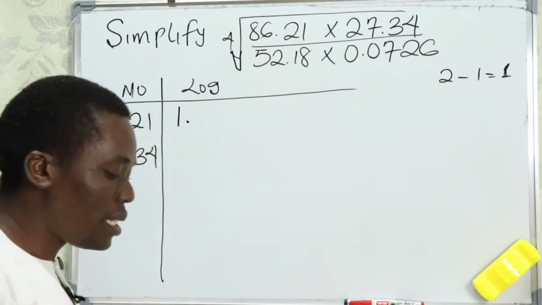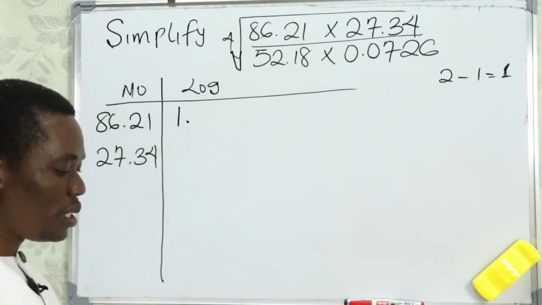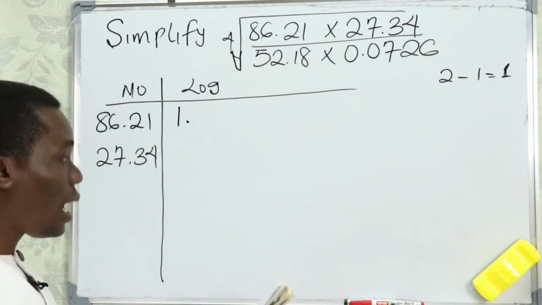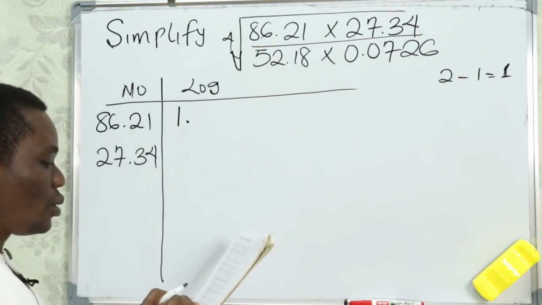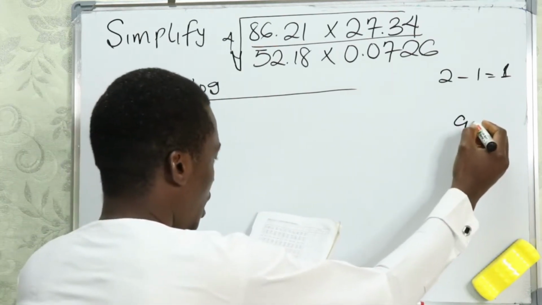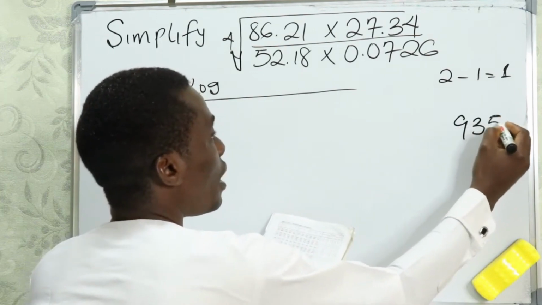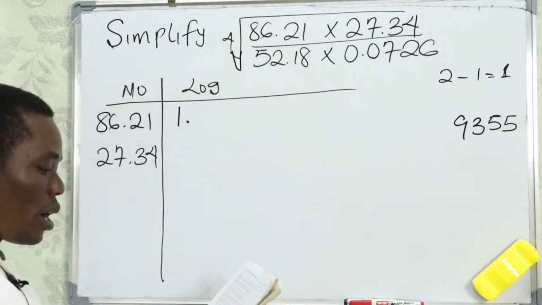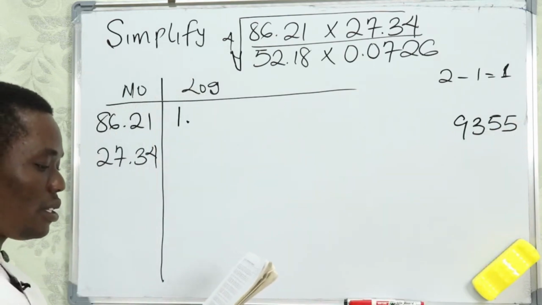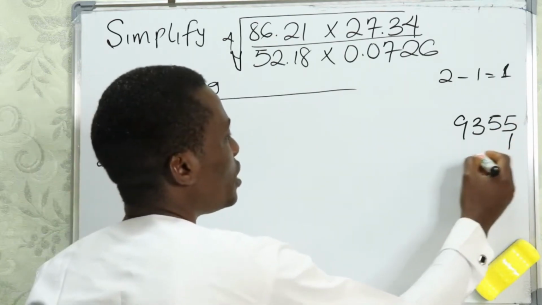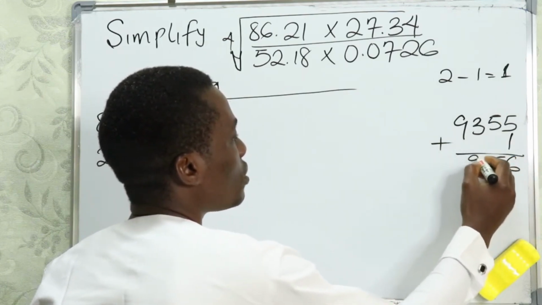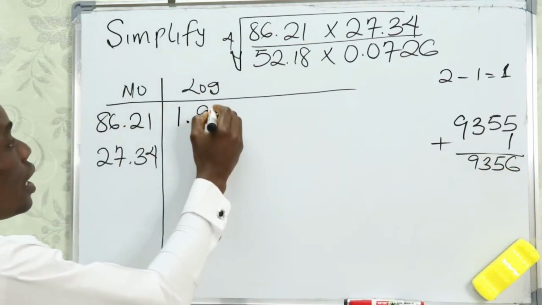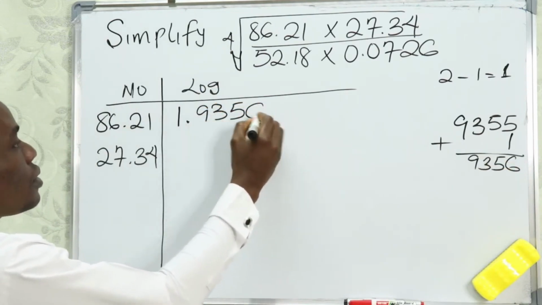So using this method, the integer is 1. We are going to look at the log of 86 under 2, and a difference of 1. The log of 86 under 2 is going to give us 9355. We look at the difference, which is 1, so we need to add the difference. That will give us 9356.